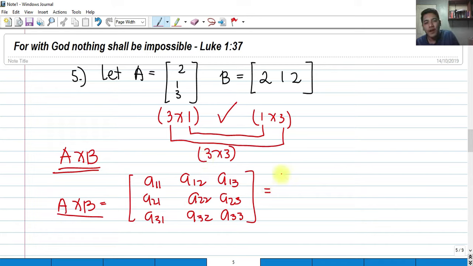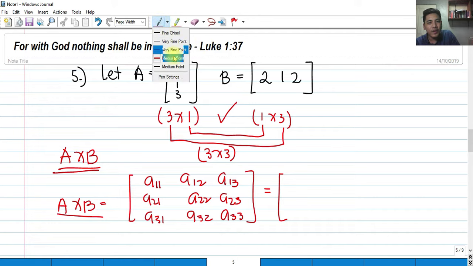And we need to find all of those values in order for us to get the multiplication of these matrices, A times B. So how do we do that? For this position, this element, this is row 1, column 1. Listen very carefully. Row 1, column 1. Row 1 of matrix A.